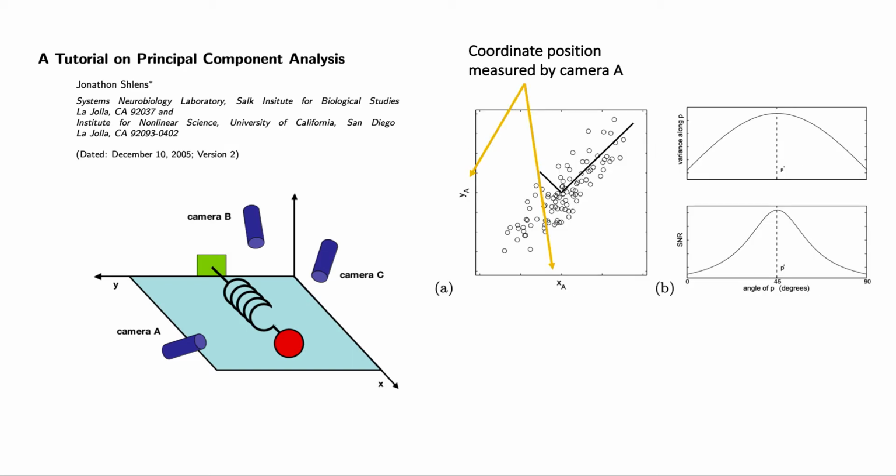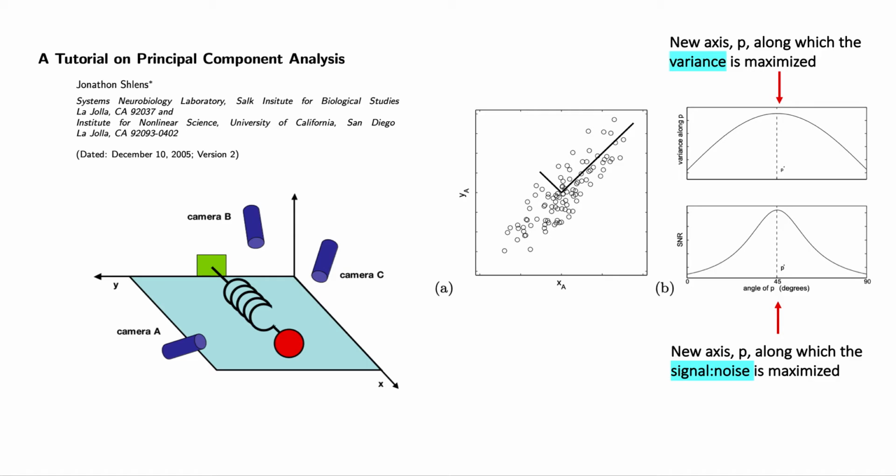So let's take one camera, camera A, as an example. Camera A provides the location of the ball as a function of 2 coordinates, x_A and y_A. We select a new axis along which we will align the data such that this new axis P is aligned with the greatest variation in the data. If we were to look at the variation in the data as a function of the angle of P, we can see that we are selecting the angle of P that exhibits the greatest variation and the greatest signal to noise. This new axis P is our first principal component. In general, this is how PCA works.